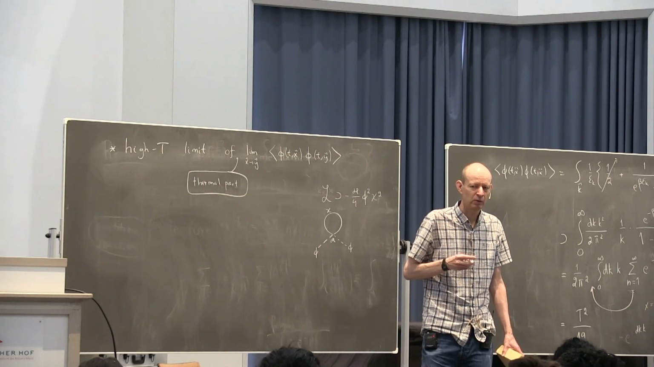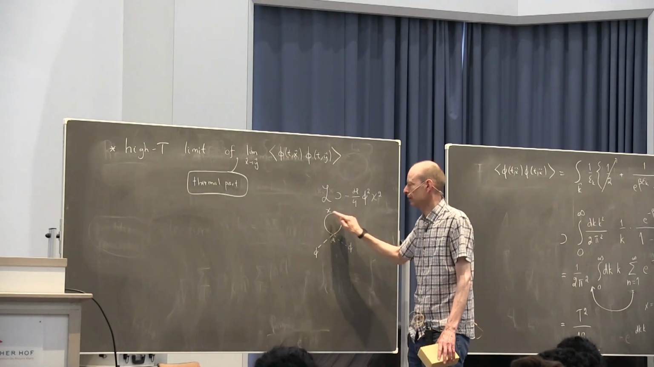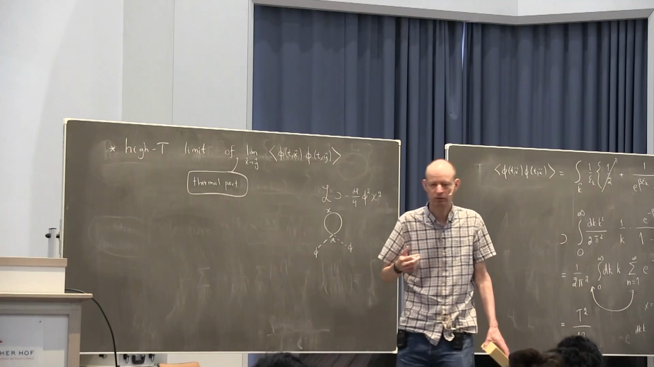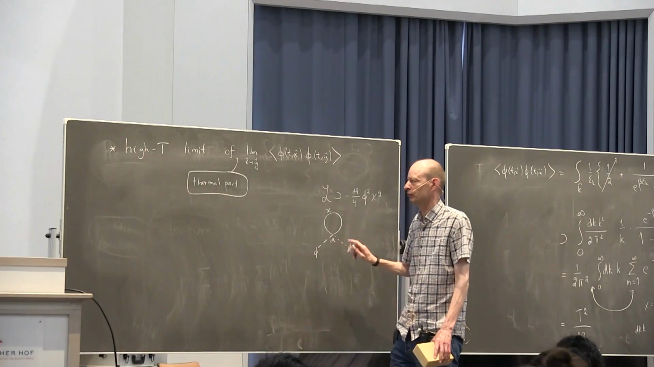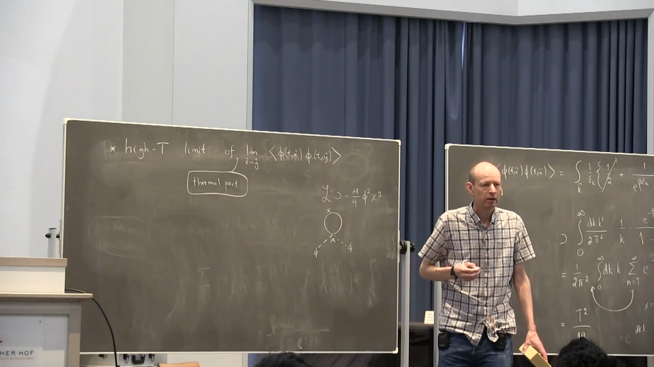Sorry, I didn't repeat the question. The question was, how is it that by doing free field here, we can account for interactions? And the answer is the interactions are in the vertices if the couplings are small. Anything else?